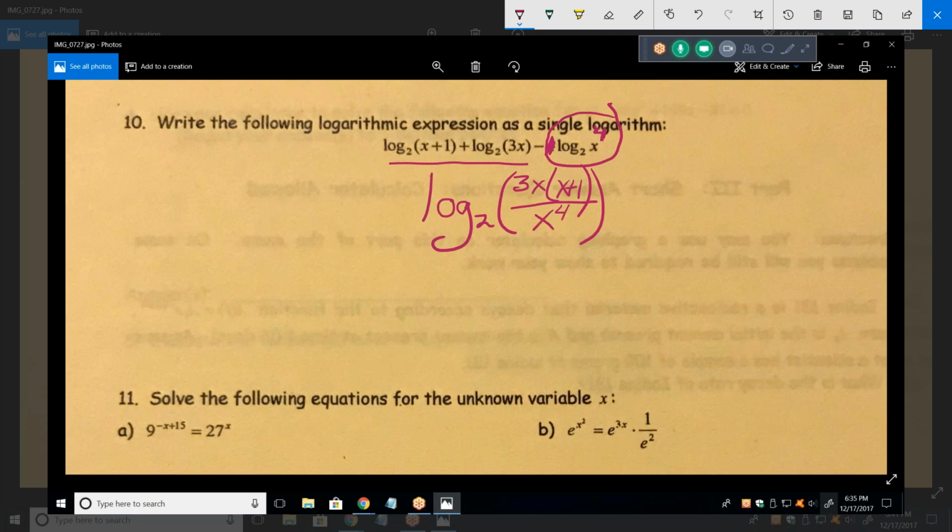Cool. And that's your answer. You could further distribute the numerator if you wanted to, but I don't think it's a good idea. In fact, let's simplify this. In other words, I can do some simplification in that argument.